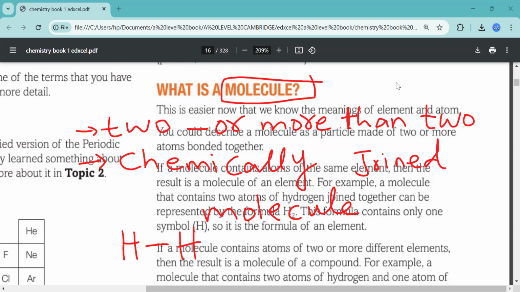An example is hydrogen. Two hydrogen atoms that are chemically joined together, we write the formula as H, and since there are two hydrogen atoms, we write the 2 in subscript, like that. This is a hydrogen molecule.